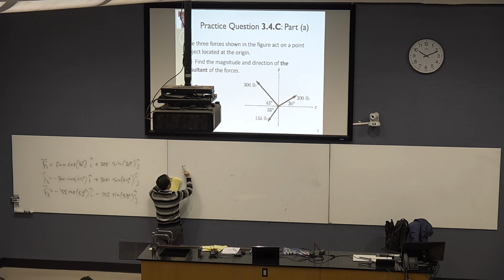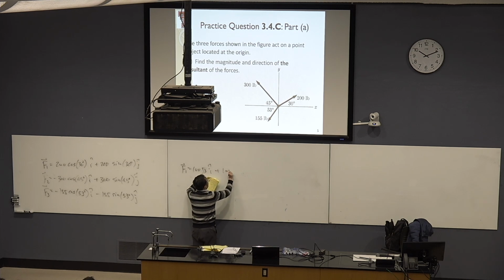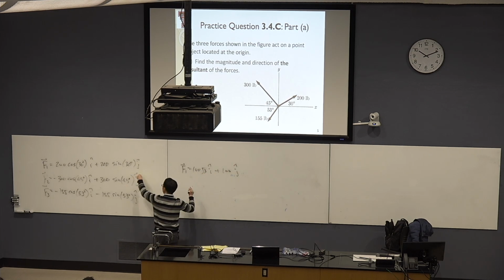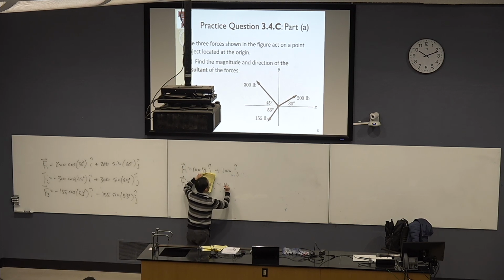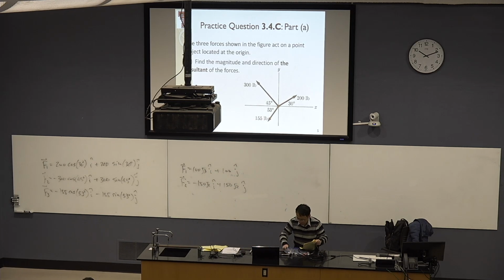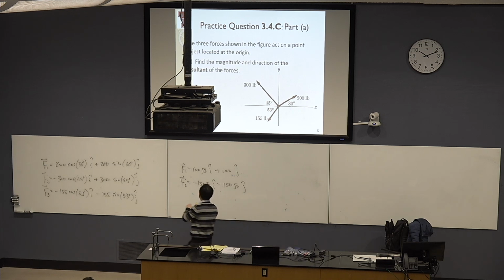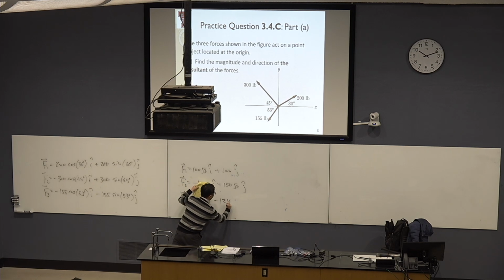You will get F1 equals 100 square root of 3 times i hat plus 100 times j hat, right? Once you substitute in the numerical values. And F2 will be equal to negative 150 square root of 2 i hat plus 150 square root of 2 j hat. Sorry, I need to change to a different marker. And F3 equals negative 93 times i hat, then minus 124 times j hat.